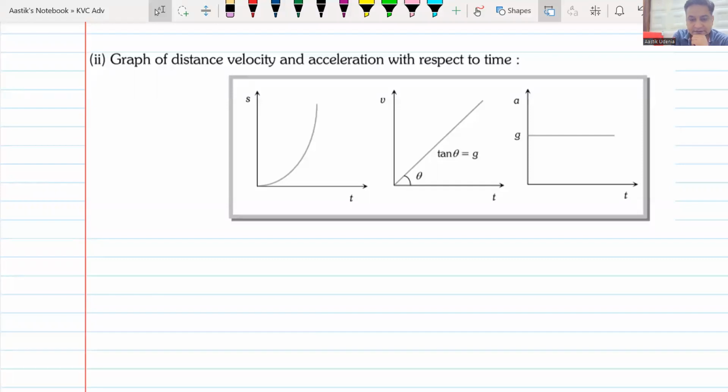Okay. Then comes this one. We have not done graphs, I know, but I hope you know simple graphs. We will be dealing with graphs after we are done with motion under gravity. But just to give you an example of what the graph will look like for this particular motion. The first graph is a graph between distance traveled and time taken. Do we understand this graph?